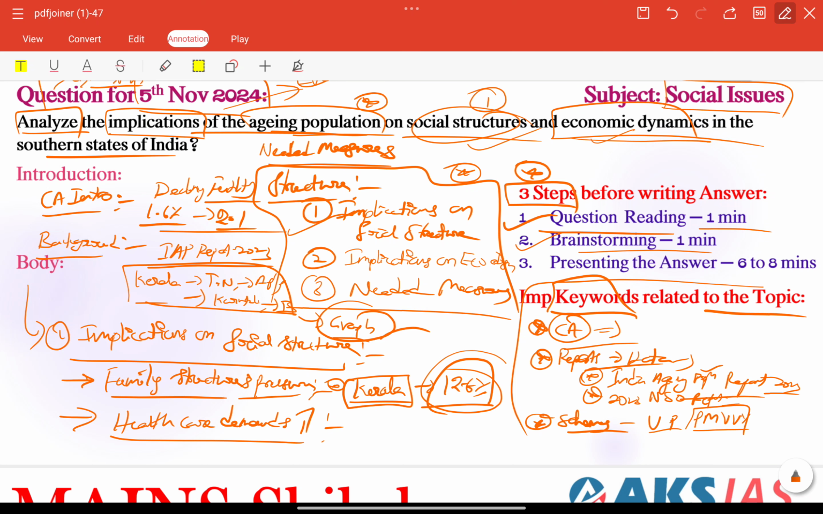So because the elderly need more healthcare services, creating a burden on the healthcare system. For example, here we can talk about Tamil Nadu. Healthcare needs for the elderly have increased by almost 25% over the past few years, right? Especially in Tamil Nadu, this must increase the healthcare demands, right?